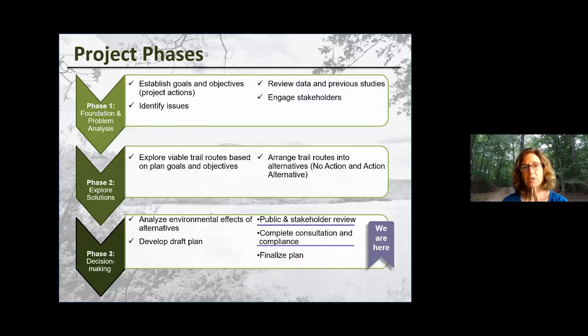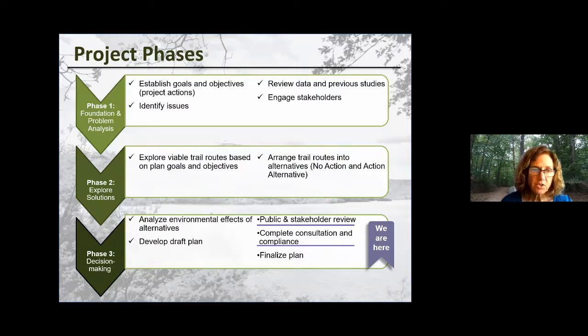In this particular plan, we only had one alternative. That's our action alternative. In every NEPA plan, you always have a no action. That's your baseline. So we use our baseline to compare our action alternative to see what kind of environmental impacts we may have from building trails. So no action and action alternative. There's 2 alternatives in this plan.